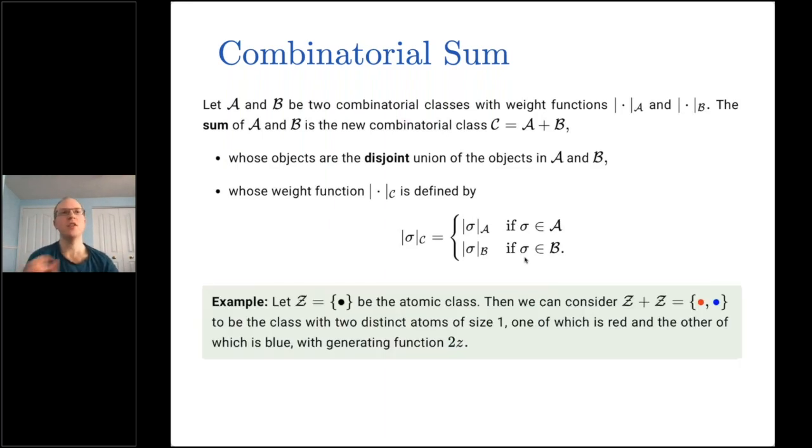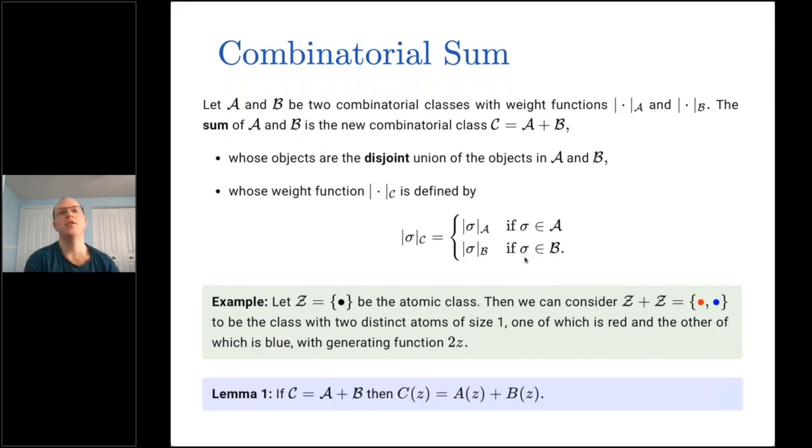Okay. So as an example, if I have the atomic class and I add it to itself, then I'll have a new class. Now again, because it's the disjoint union, we consider this to be 2 distinct objects of size 1. Again, you can often just consider one to be colored red, one to be colored blue. And the generating function here, in this case, now we have 2 objects of size 1, so it's 2z. There are 2 objects of size 1 and no objects of any other size. And if you want, you can try and prove this yourself.